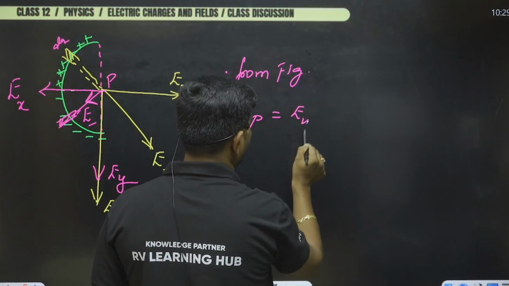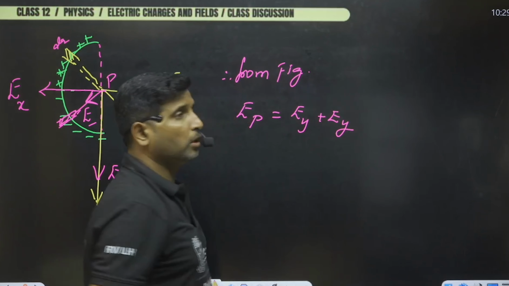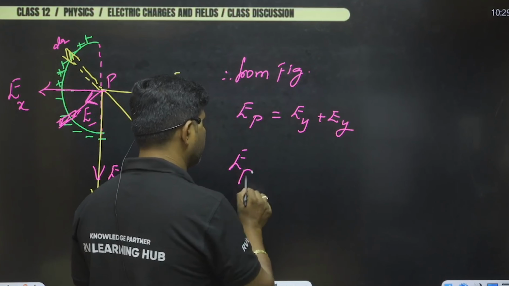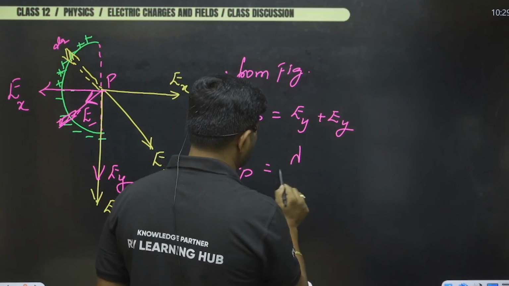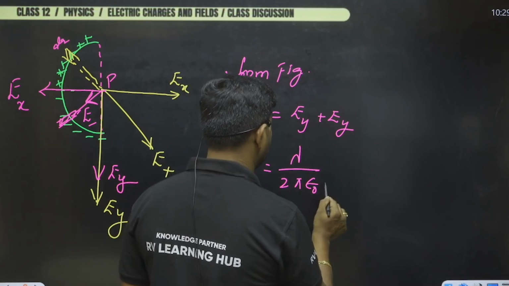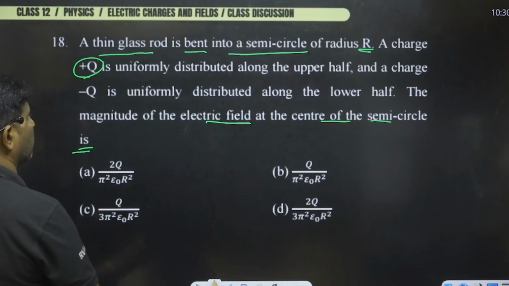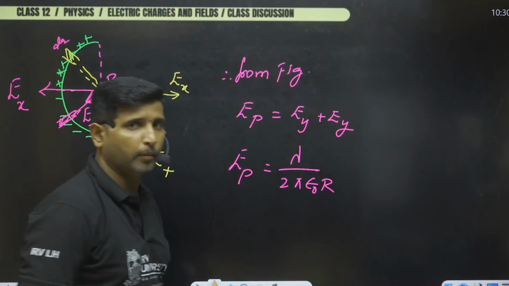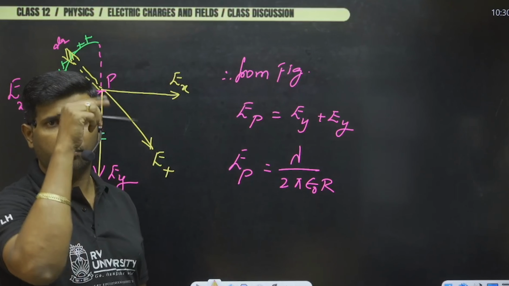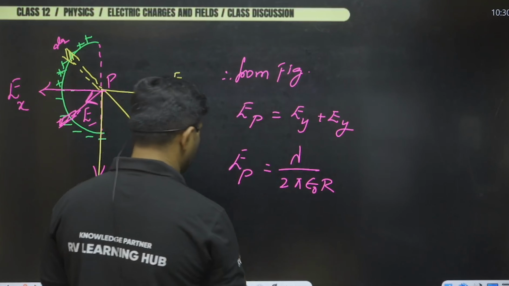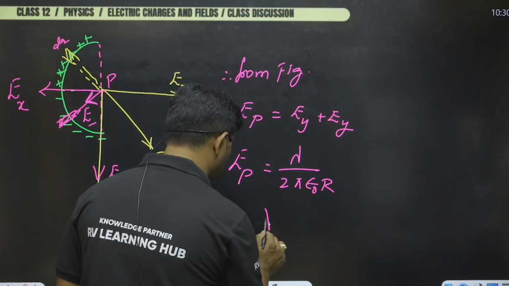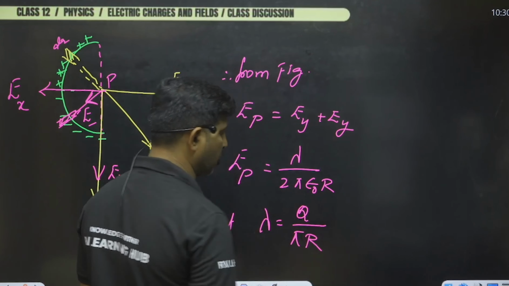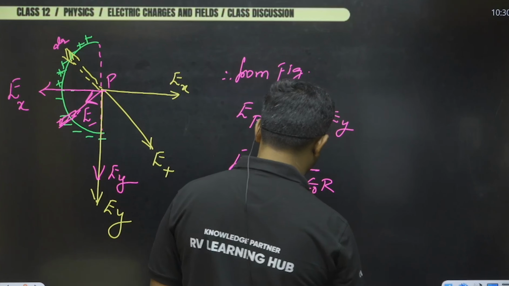Therefore, from the figure, we can say that the electric field at the point P is equal to Ey plus Ey, that is only due to the y components. If we go with the integration technique, we will get the answer as lambda divided by 2 pi epsilon naught into R. What is the radius, small r or capital R? They have given capital R. Initially it is a straight rod, it is bent in the form of a semicircle. But what is the lambda value we can say here? Lambda is equal to charge divided by the length, that is pi r.